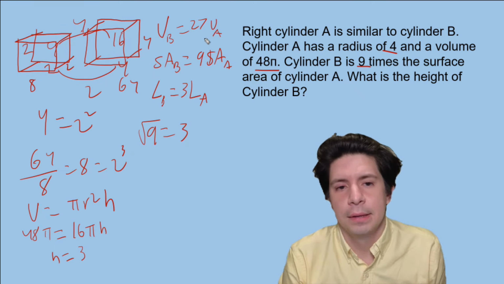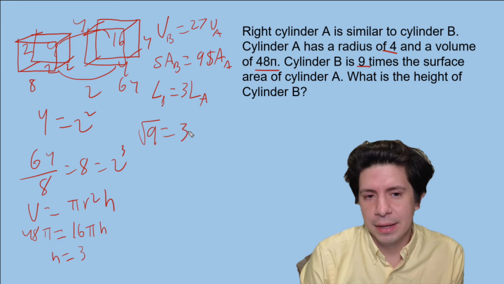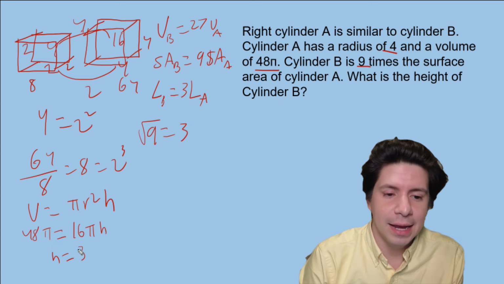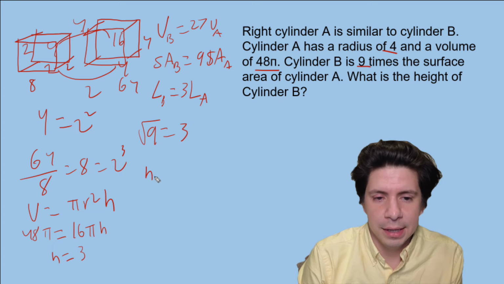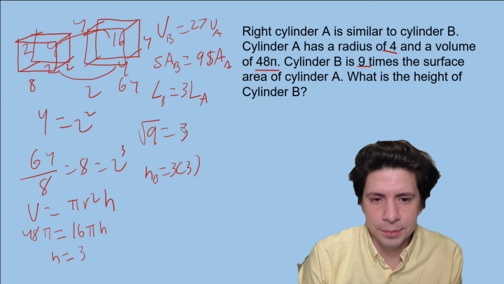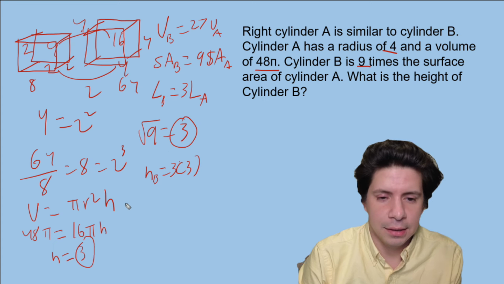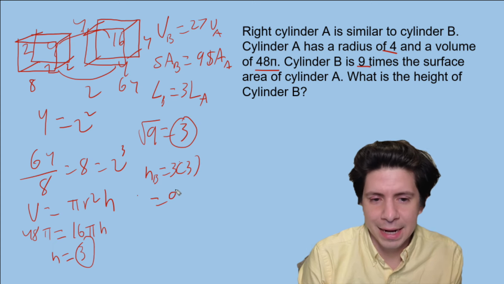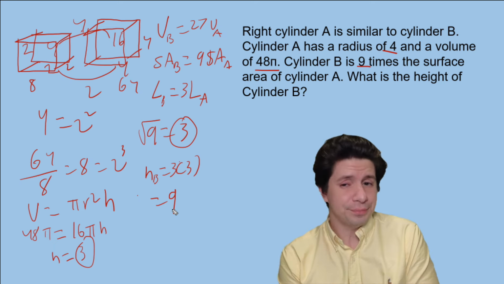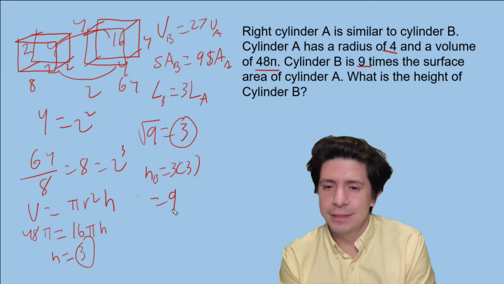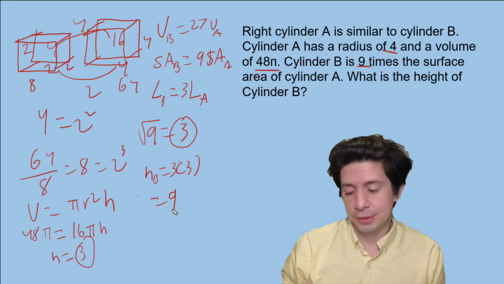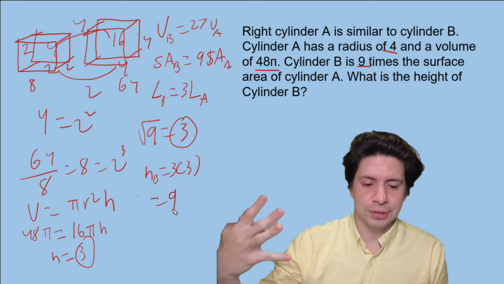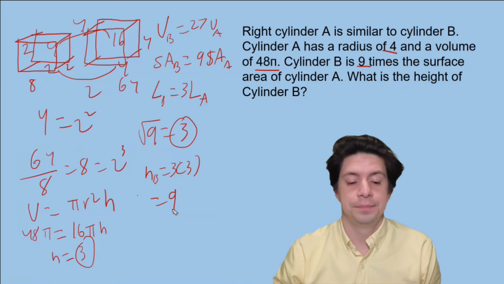And if you wanted to, you could say VB equals 3 times 9, 27 VA. But we don't need to worry about that, right? We just need to worry about the fact that the length is 3 times. So the height is 3, and this is 3 times it. The height of B, HB, will be 3 times 3, right? From this one and this one gets you 9, okay? So you don't have to find the volume of cylinder B, you don't have to find the surface area, or even really the radius. You just need to find the relationship.